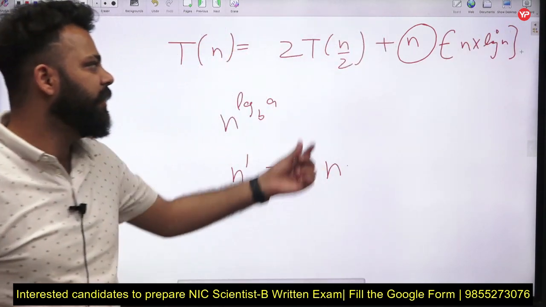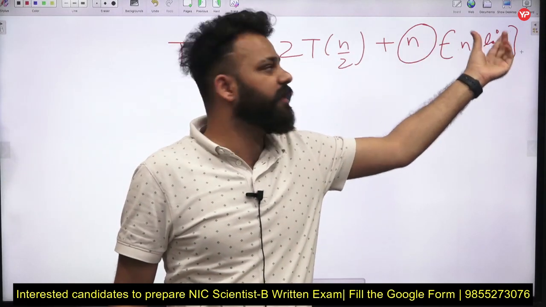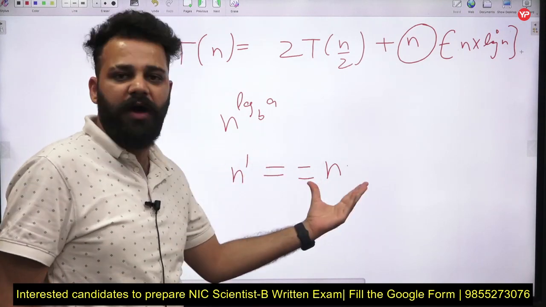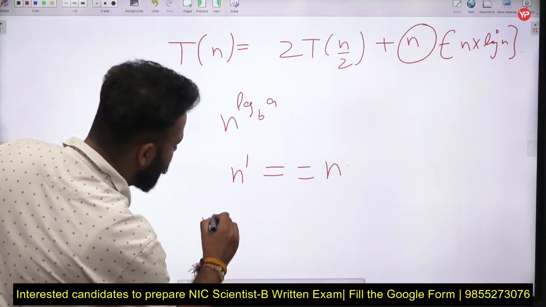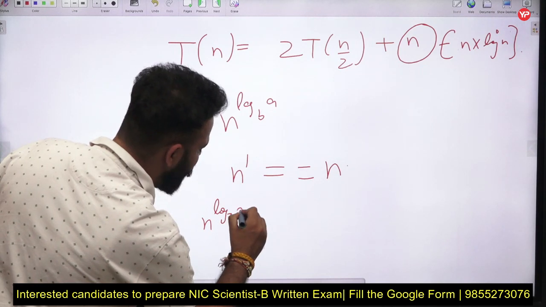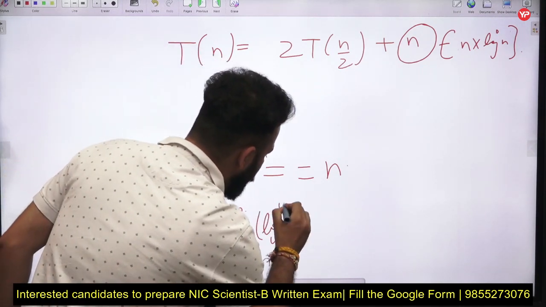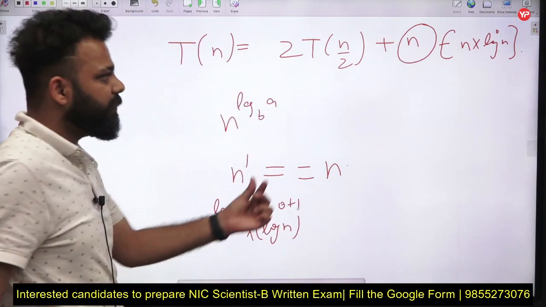We will write n as n into log n raised to power 0. And if you see this, this is nothing but f dash n, and these two are equal. So the time complexity will come out to be, according to the third case, n log base a of b into, we will increase the power of log by 1, which was given in the question.